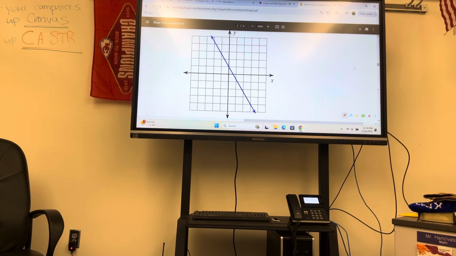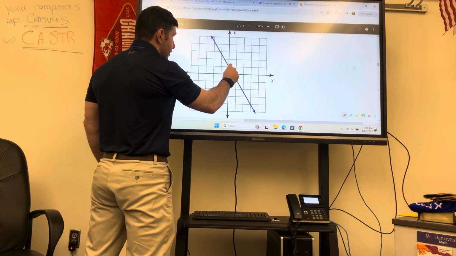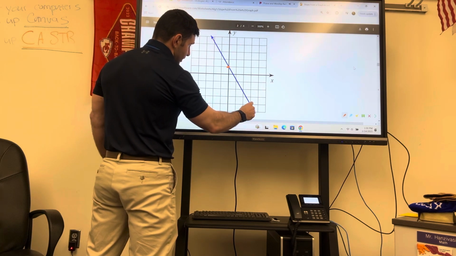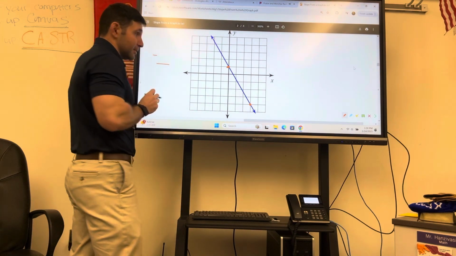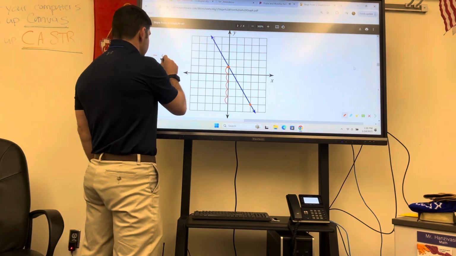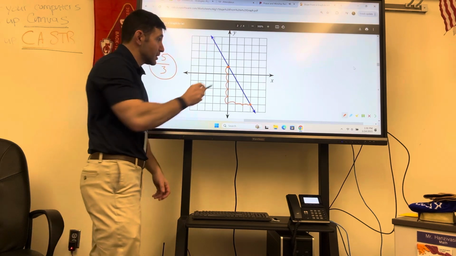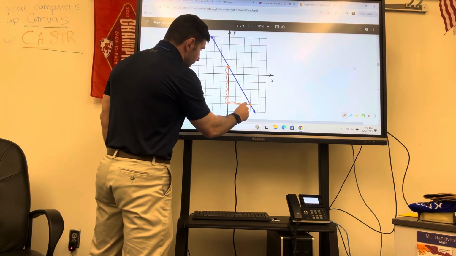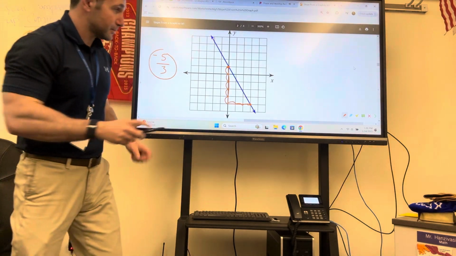Okay, here we go, number 12. So find out where it intersects. There's one place right on the y-axis. There's another one down here. So it's going downhill, so you need to make it negative first. Then down 1, 2, 3, 4, 5. Over 1, 2, 3. The slope is negative 5/3. You could always draw a triangle first if that helps you.